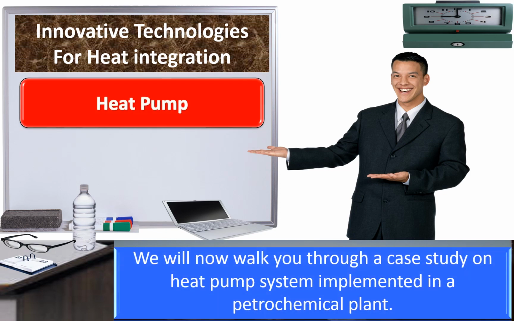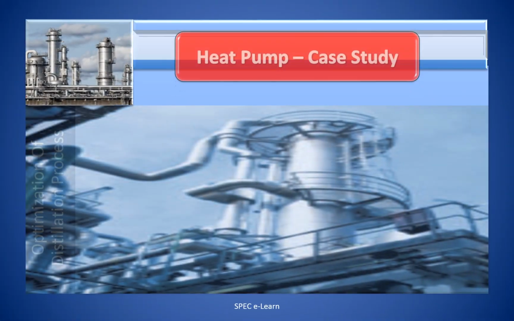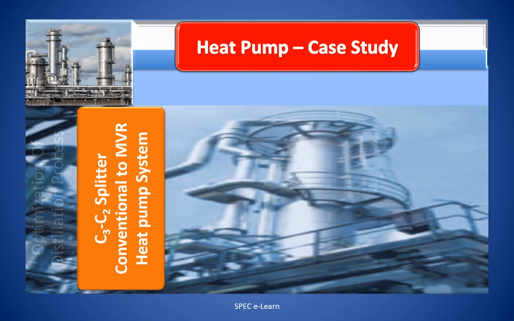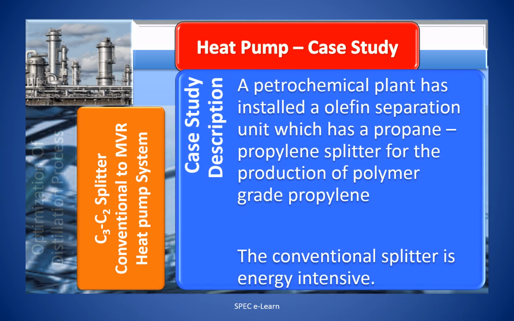We will now walk you through the case study on heat pump system implemented in a petrochemical plant. Case study description. A petrochemical plant has installed an olefin separation unit which has a propane-propylene splitter for production of polymer grade propylene. The conventional propane-propylene splitter is energy intensive.